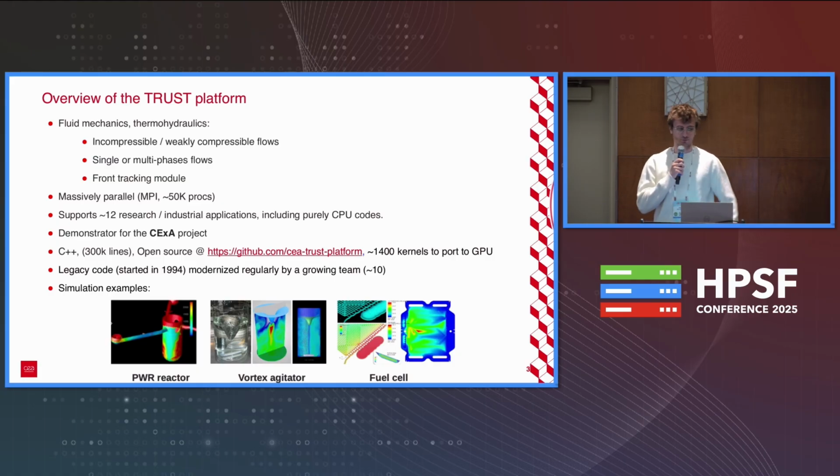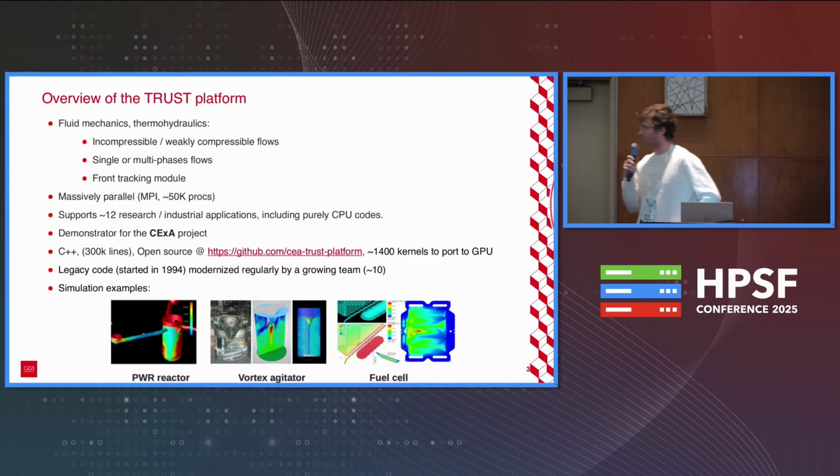It is a demonstrator for the CExA project, which is the internal CEA project for helping porting legacy code to the exascale. It's written in C++ with 300,000 lines of code. It's open source on GitHub, and we identified 1,400 kernels to be ported to the GPU. It was started in 1994 and is modernized regularly with a growing team of now 10 people.